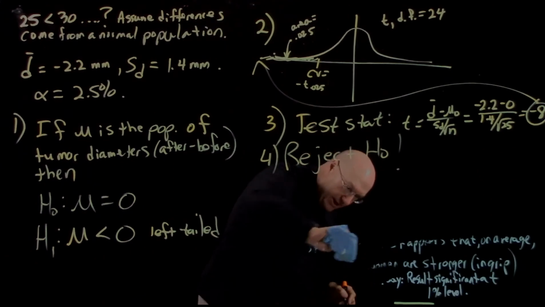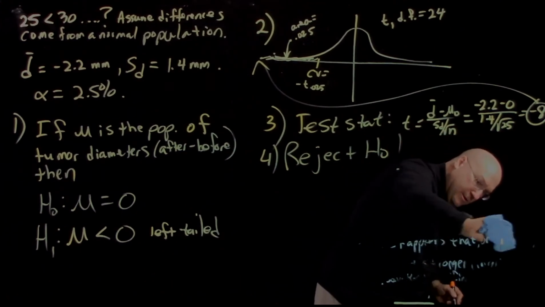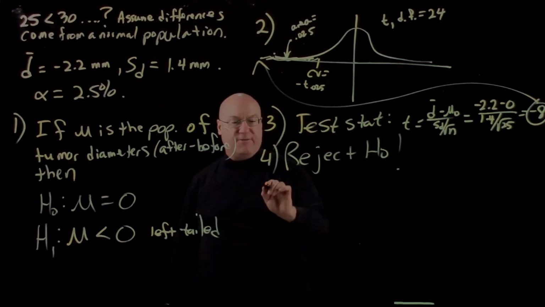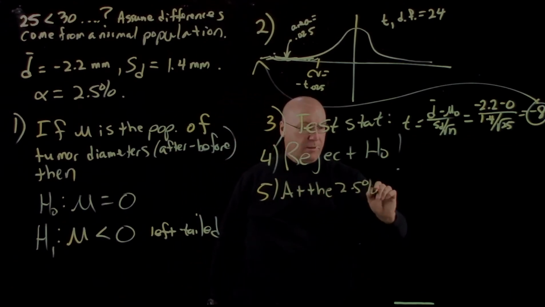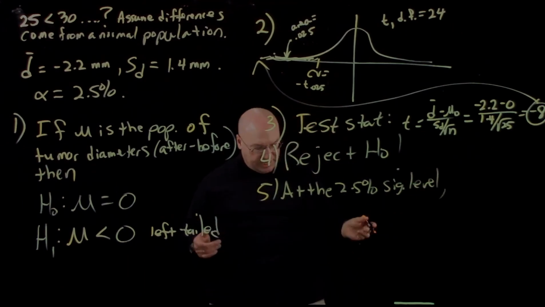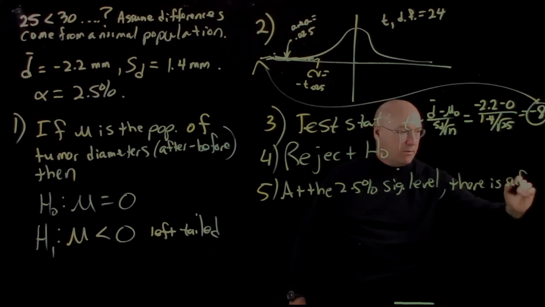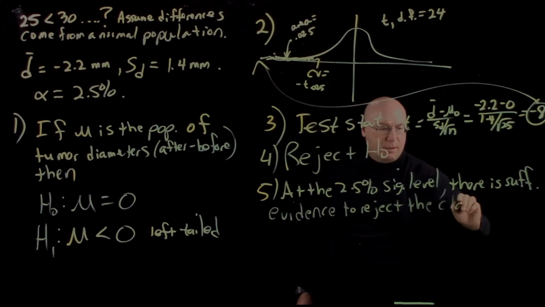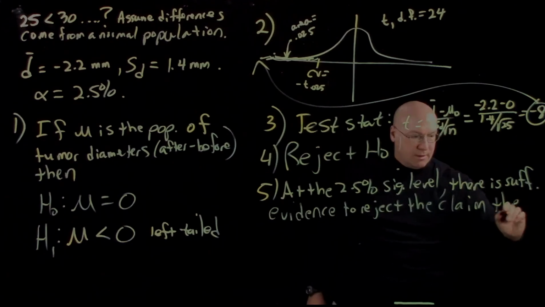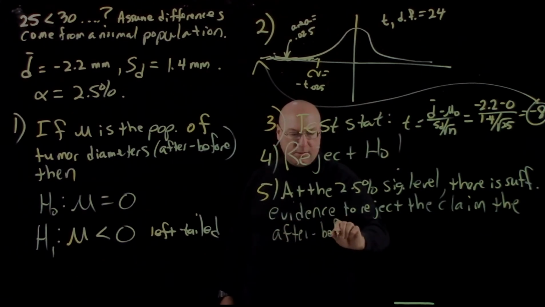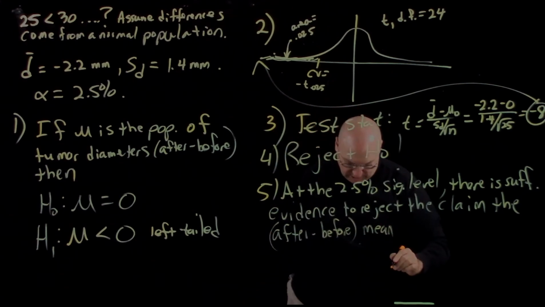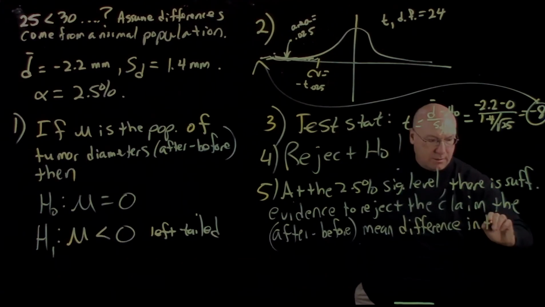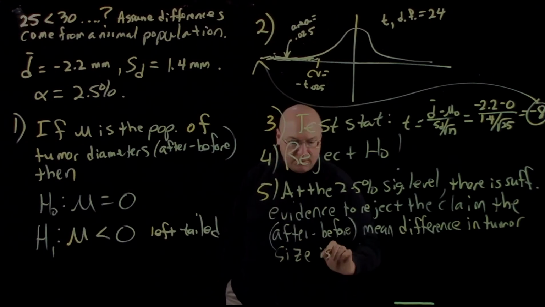All right, so what do we want to say? You should be writing it out. At the 2.5% significance level, there is sufficient evidence to reject the claim that the, let's say, after minus before mean difference in tumor size is 0. Sufficient evidence to reject that.